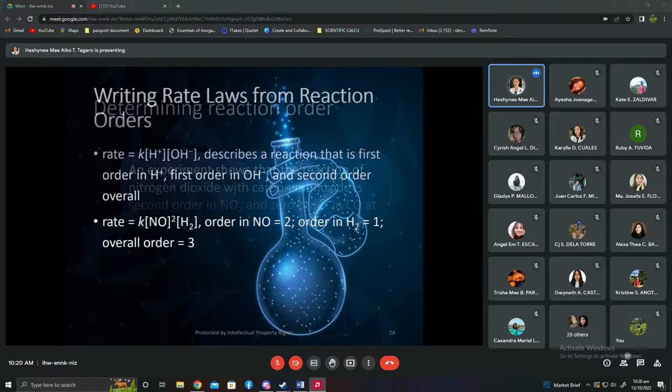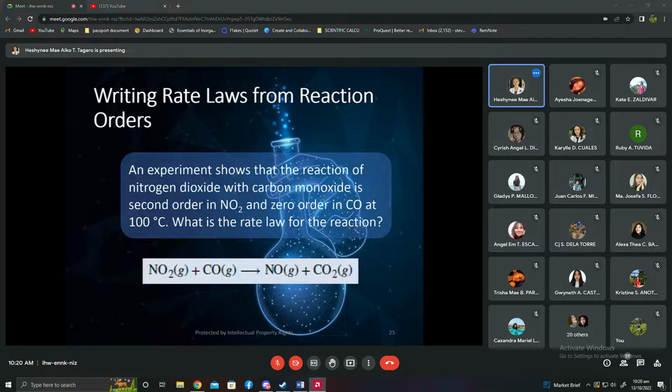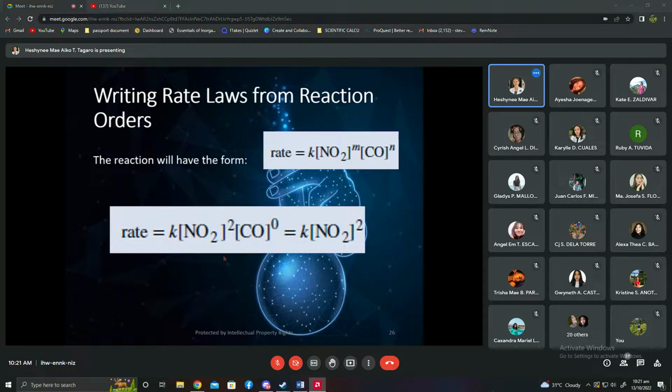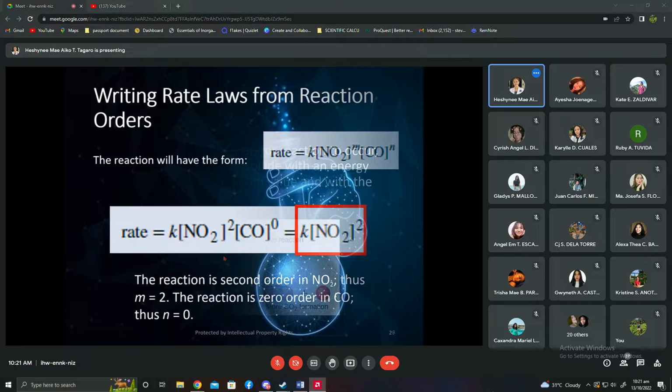So I believe, are we done discussing this, guys? Writing rate laws from reaction orders. I wasn't able to keep track because I added to the number of slides. So no. The slide number I mentioned no longer coincides. Okay, so I think we're done. What are we on now? Collision theory. Okay, go ahead.